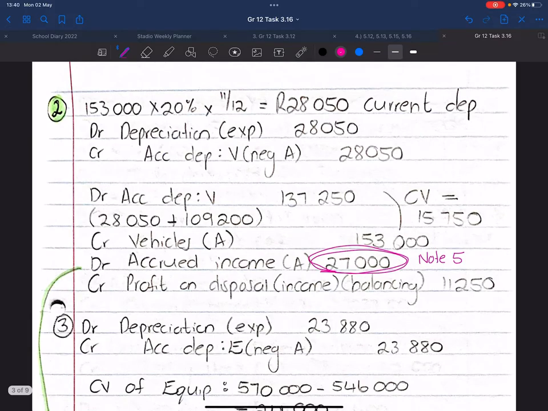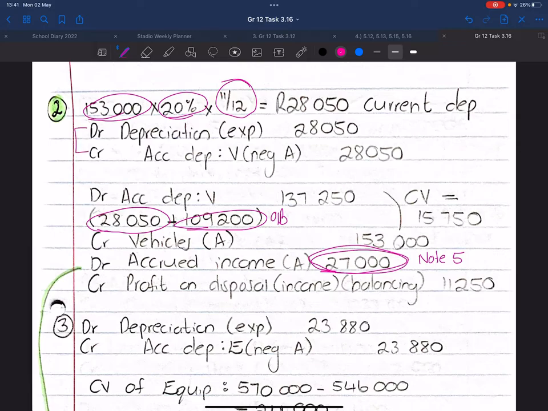Okay. So we need to take the accumulated depreciation of the vehicle for the beginning of the year, which is the 109,200. They gave that to us. So that's the opening balance of the accumulated depreciation. And we also need to take out the current year's depreciation up until the date of disposal. But we don't have that amount, so we need to calculate it. So you take the cost price times 20%, and I apportioned for 11 months of the year because we disposed of it at the end of January, which is 1 month before the end of our financial year.